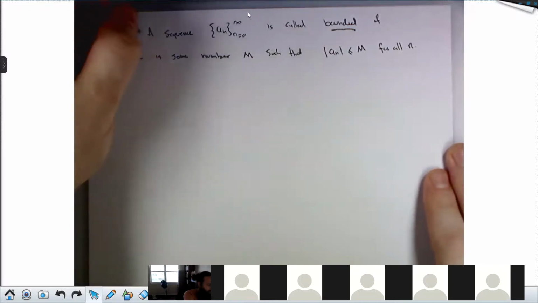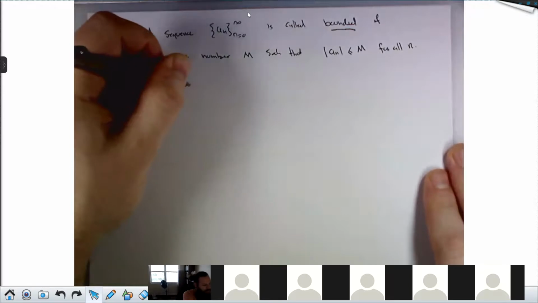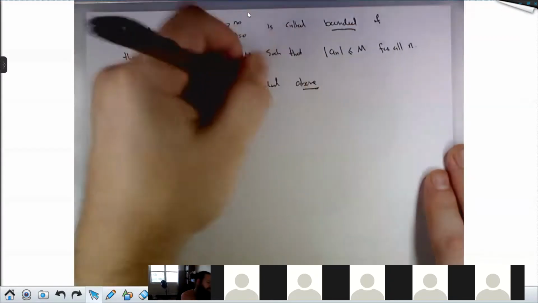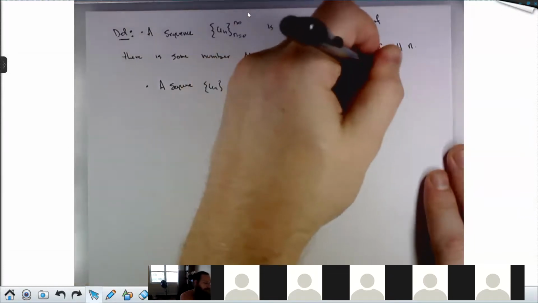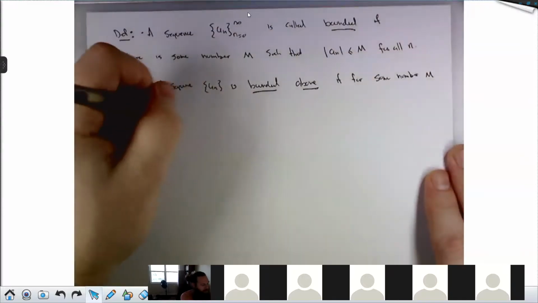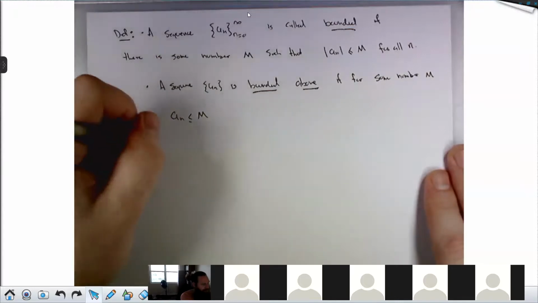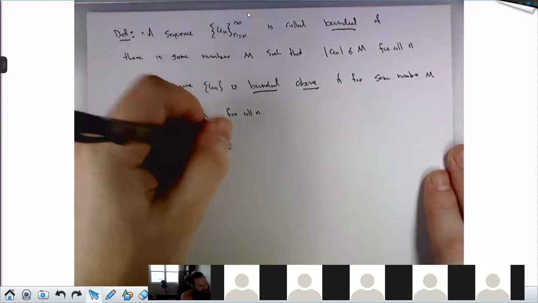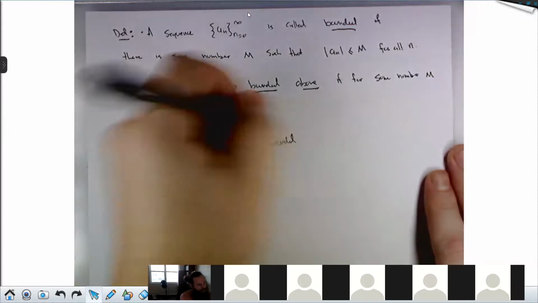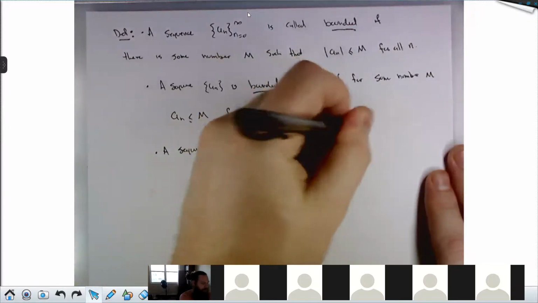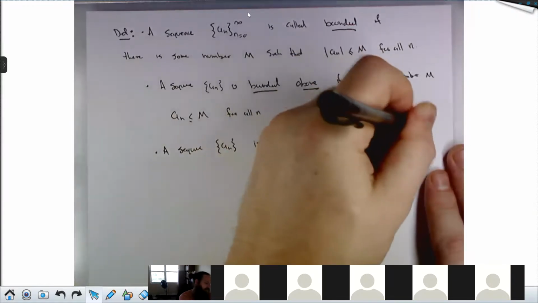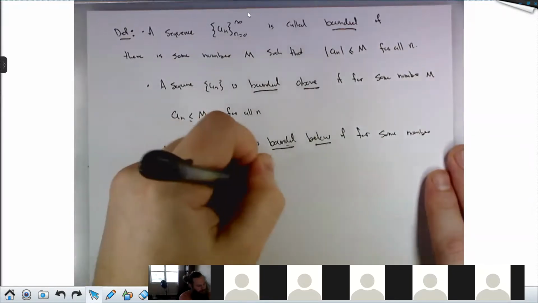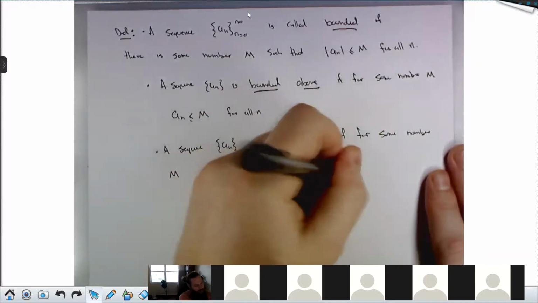Specifically, we can get a little bit more ornery about this. A sequence a_n is bounded above if for some number m, a_n is no greater than m for all n, and a sequence a_n is bounded below if for some number m, m is less than or equal to a_n for all n.